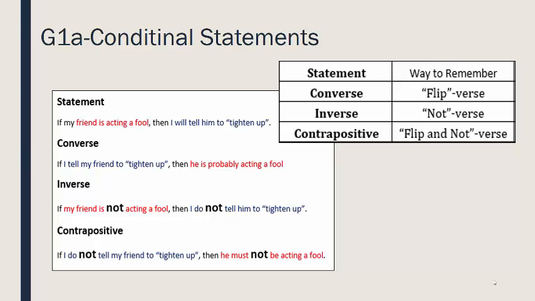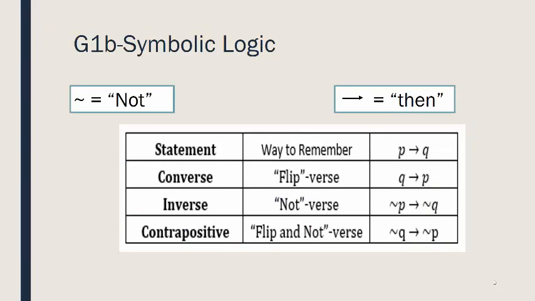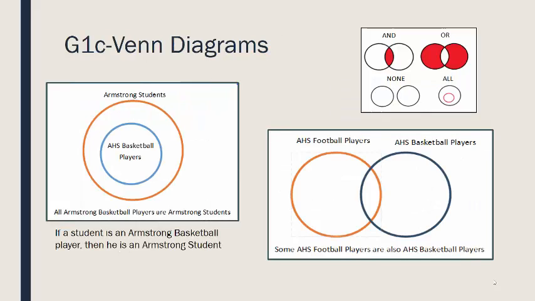Let's move on to the next objective. G1, symbolic logic. Basically, everything's the same. Remember P and then Q, Q and then P. Now remember the squiggly line means not, or the negation of that term, and the little arrow means then. The if is assumed as the first part. So that's all there is to this. You're going to need a little bit of practice.